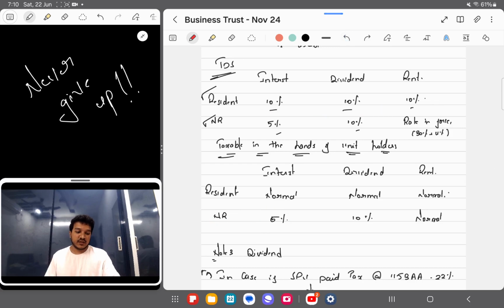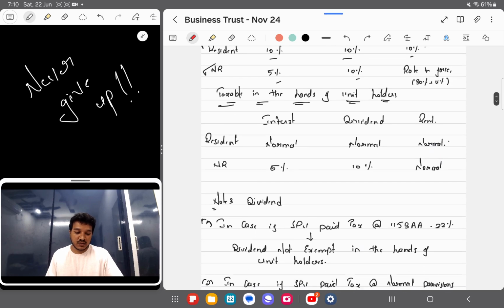Just revise it one or two times. These rates are very important, and definitely ICA can ask us in MCQs as well, so we have to be ready to answer this.